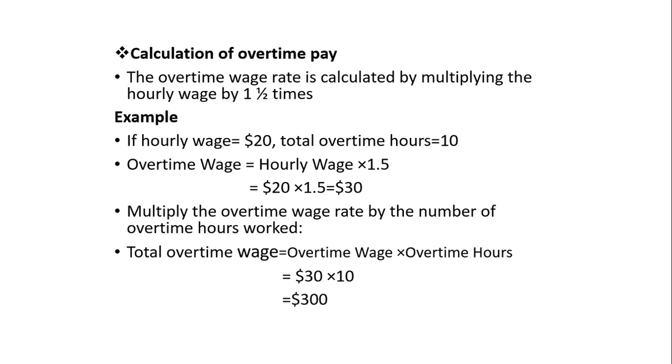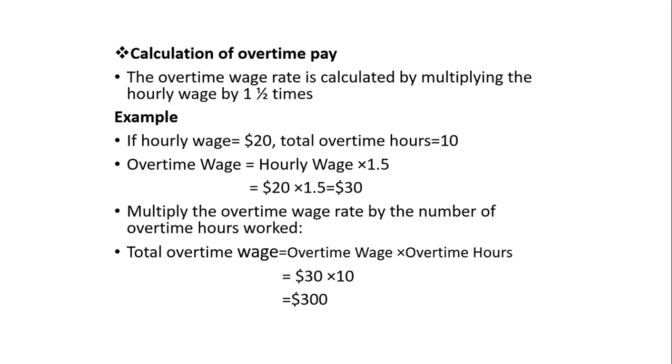So we want to look at how to calculate overtime pay. The overtime wage rate is calculated by multiplying the hourly wage by 1.5 times. Let's look at an example. Assuming that your hourly wage is $20 and your total overtime hours is 10 hours.